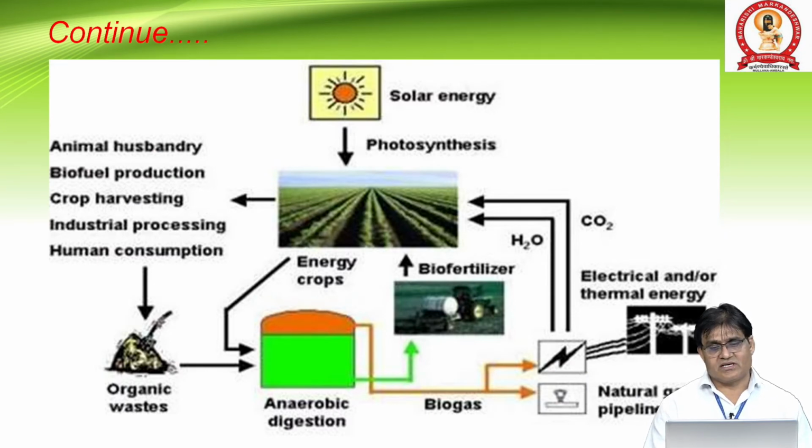The next cycle is the solar energy conversion process by the plant and different biomass sources. First, solar energy comes onto the earth. The plants convert that energy into stored energy with the help of the photosynthesis process. The plant waste and energy crops go to anaerobic digestion, then produce biofertilizer and biogas, and further we use this biogas for electricity generation. This is the cycle of solar energy converted by the plant, and plant waste converted into different types of energy sources.